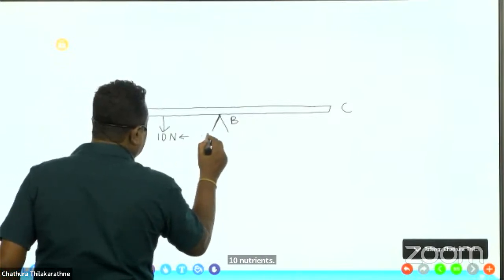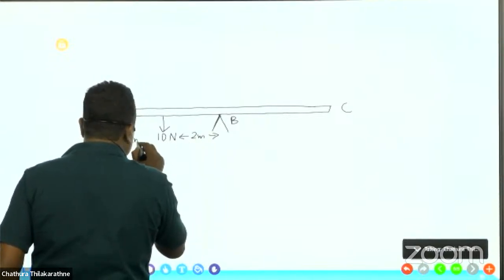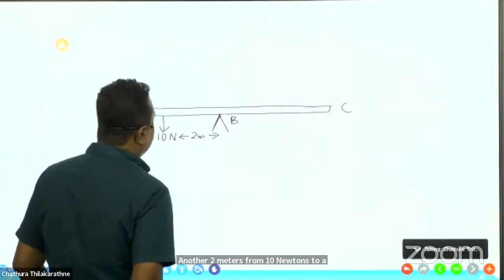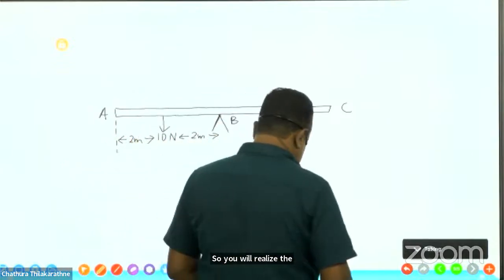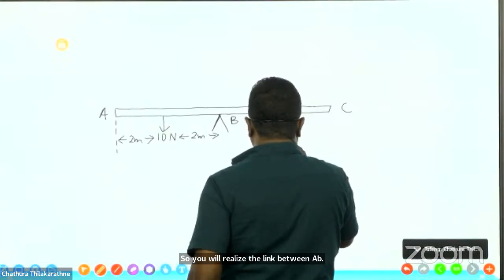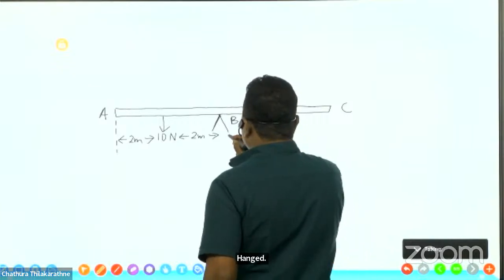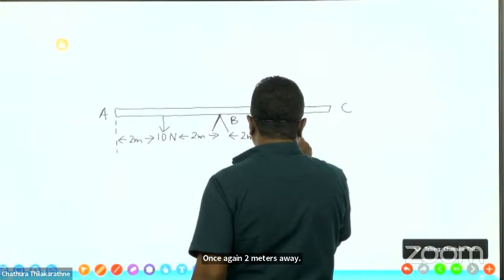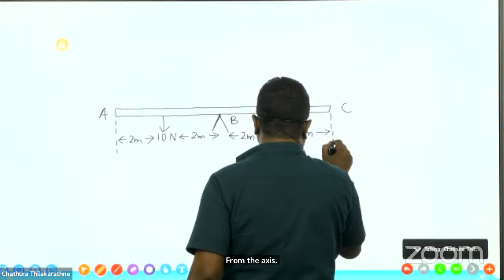2 meters away from the axis. Another 2 meters from the 10 newtons to A. So you will realize the length between A and B. Another 10 newtons of force is hung at the other end. Once again, 2 meters away from the axis. Another 2 meters to end C.